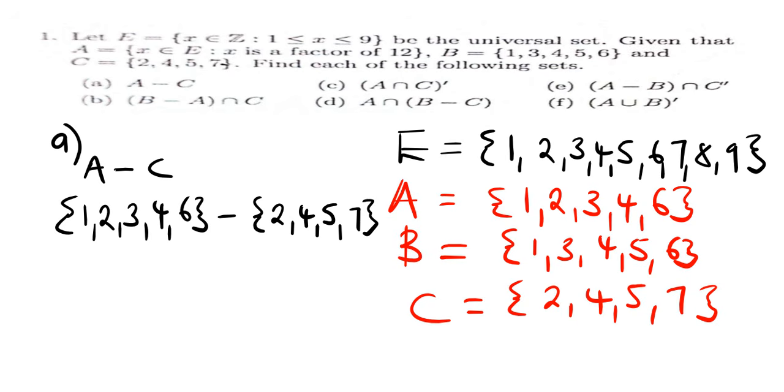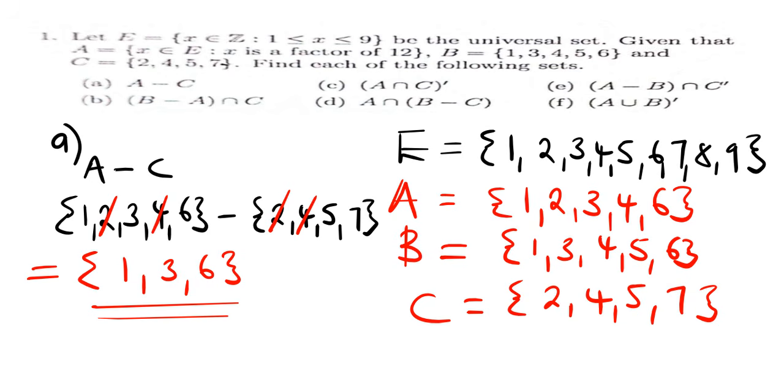Okay. Now we're told to remove C from this set. Okay. So in C there's 2. So we're supposed to remove 2 also from A. In C there's 4. We're supposed to remove 4 also from A. Okay, so from A what remains, we only have a 1, a 3, and a 6. Okay, we can't remove a 7, we can't remove a 5 because those ones are not in A. So basically this will be the solution for A minus C.